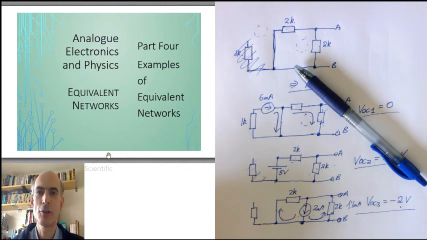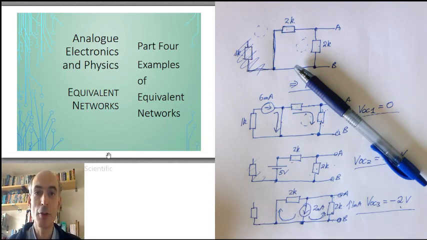Okay, that's the end of examples of Thevenin's theorem for a while. The next talk I'm going to introduce Norton's theorem, which is another way to derive equivalent networks for these two-terminal linear networks.